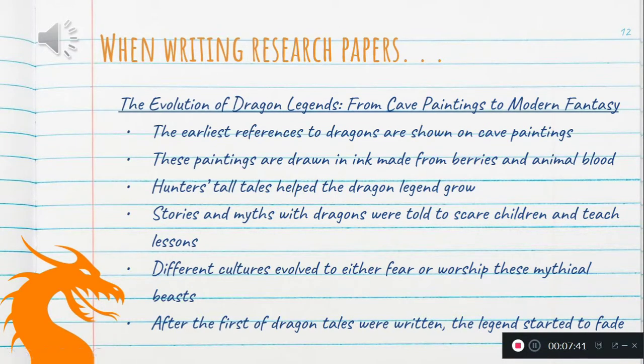Let's take a look at the kind of information we've gotten from this source. First, we know that the earliest references to dragons are shown in cave paintings. We also know that these paintings are drawn in ink made from berries and animal blood. Hunters' tall tales helped the dragon legend grow. Stories and myths with dragons were told to scare children and to teach them lessons. Different cultures evolved to either fear or worship these mythical beasts. And lastly, we know that after the first dragon legends were written down, the legend started to fade.